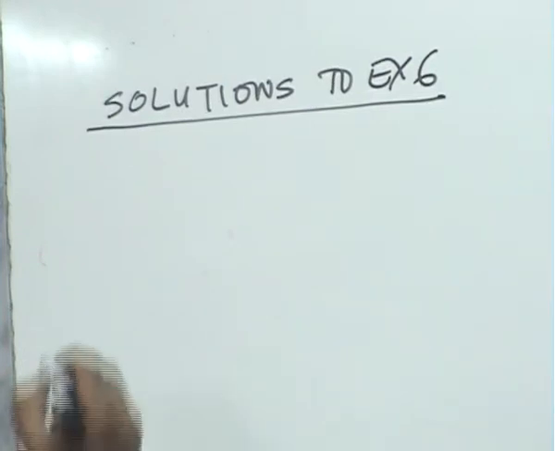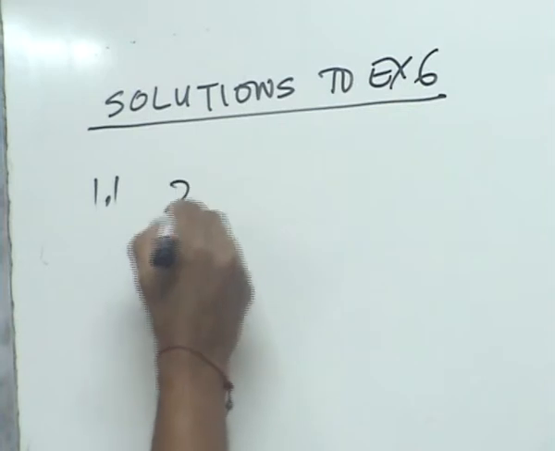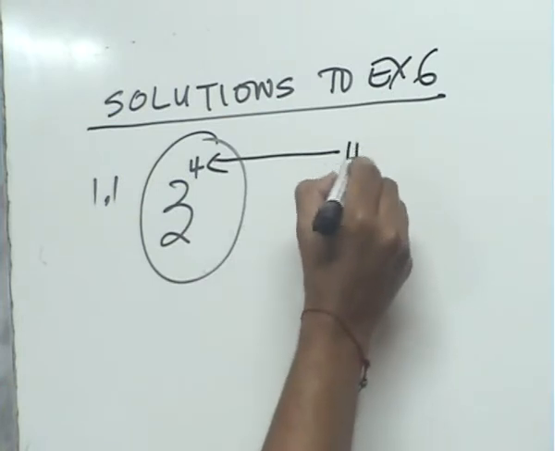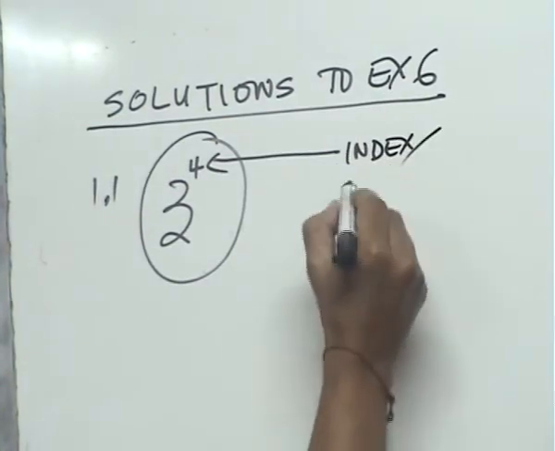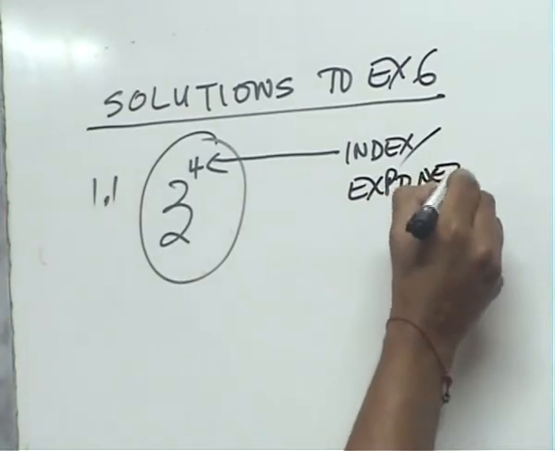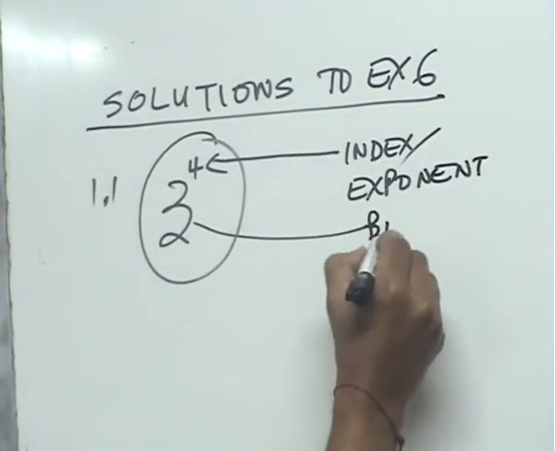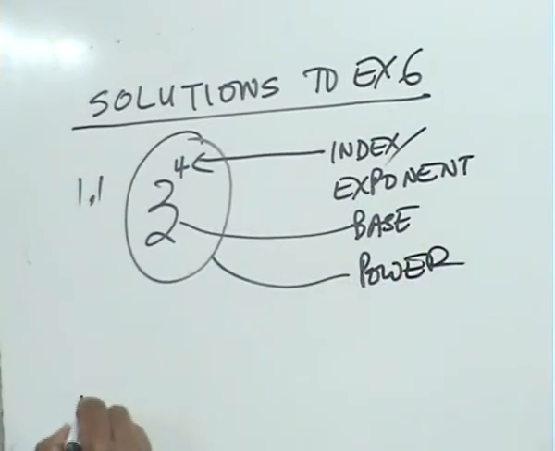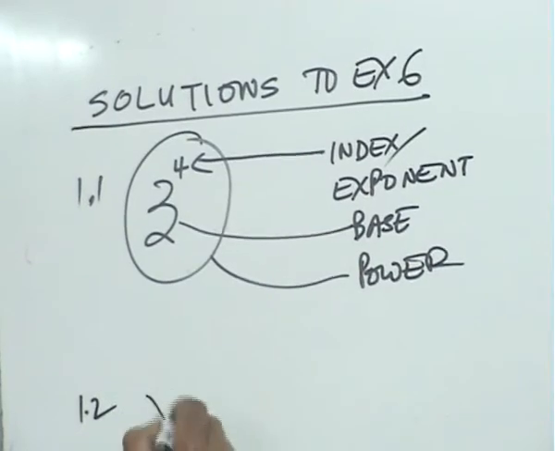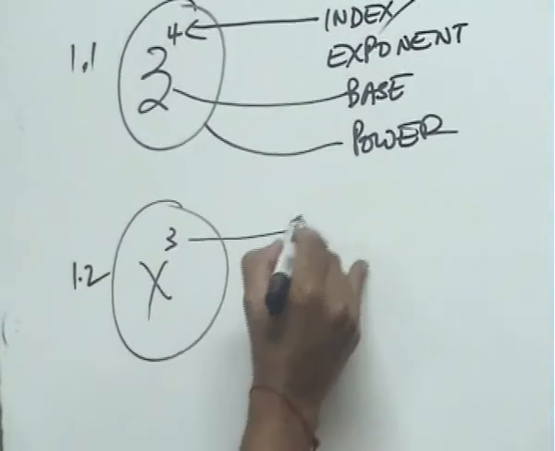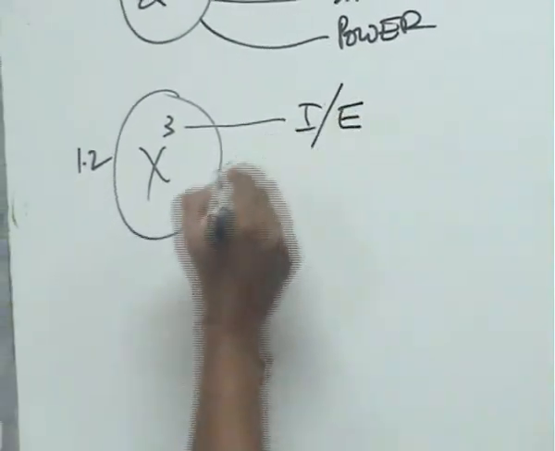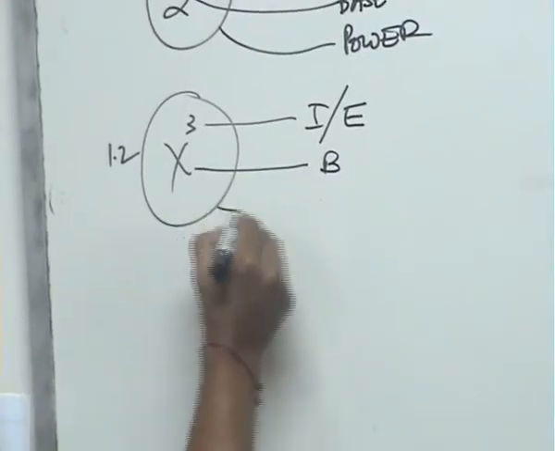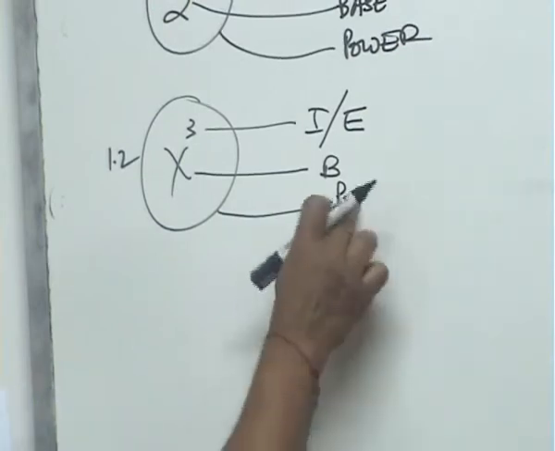Alright, so here are the solutions to exercise 6, 1.1, 3 to the 4. So the whole thing is a power. 4 is the index or the exponent. 3 is the base and the whole thing is a power. 1.2, x cubed, x is the index or exponent, x is the base and the whole thing is a power.